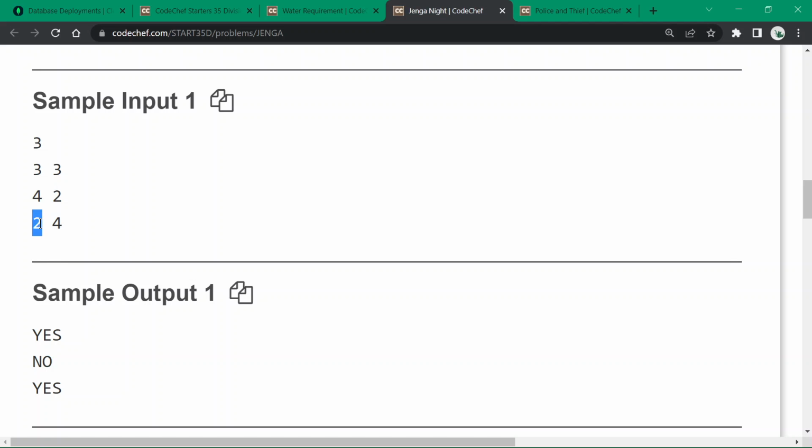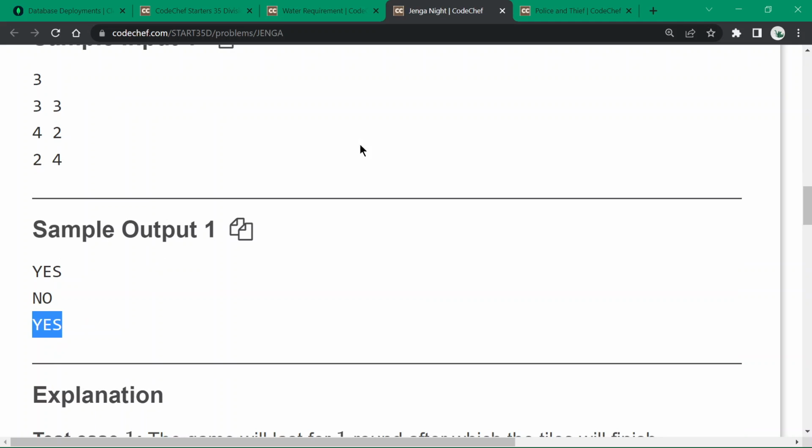In the third one, the number of people is less than the number of tiles, which satisfies the condition, and the number of tiles modulo the number of people is also 0. Thus the whole condition passes, and we will print yes.